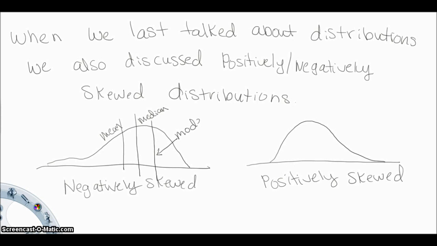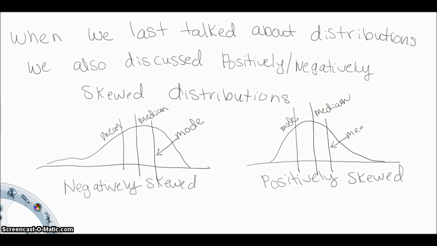The opposite is going to be true on our positively skewed data. We're going to have mode to the left and mean to the right because our tail again is towards the right, and median is still going to be in the middle. So in our skewed data, our mean is going to be on the side near our tail. Our mode is going to be on the side without the tail, and our median is always going to be in the middle.